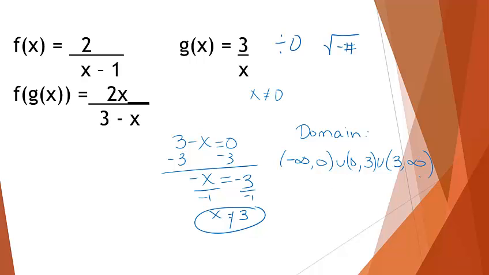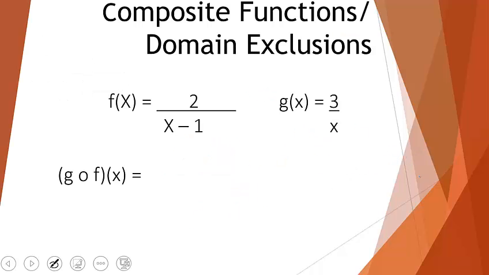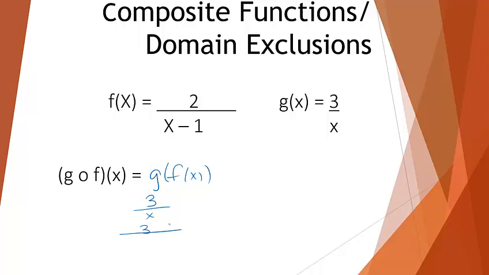And for this next example, let's go ahead and use our same two functions, f of x and g of x. But this time we're going to find, instead of f of g, we're going to find g of f of x. So we're going to write g of f of x. The only thing that's going to change now is that we're going to start with function g, and we're now inputting function f. So I'm going to use function g, 3 over x, and wherever I see that x, I'm filling in function f. So 2 over x minus 1.